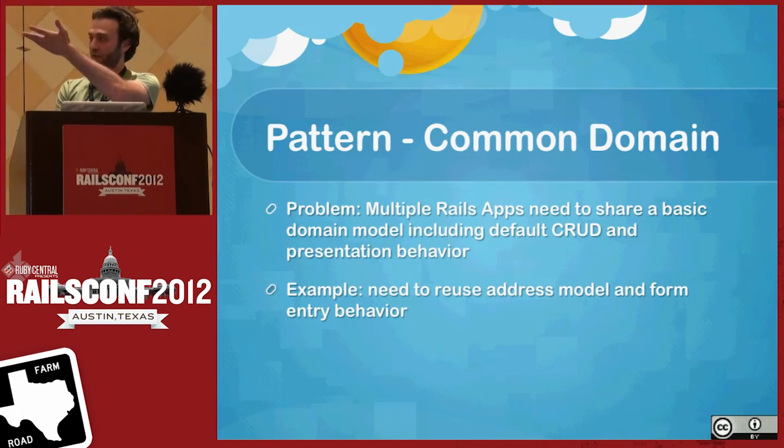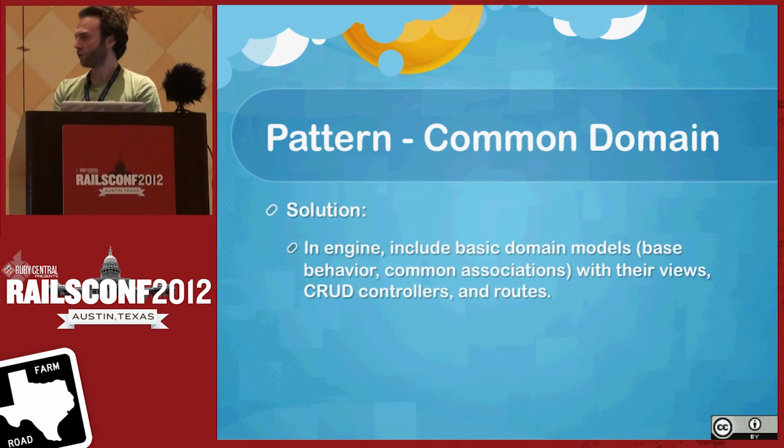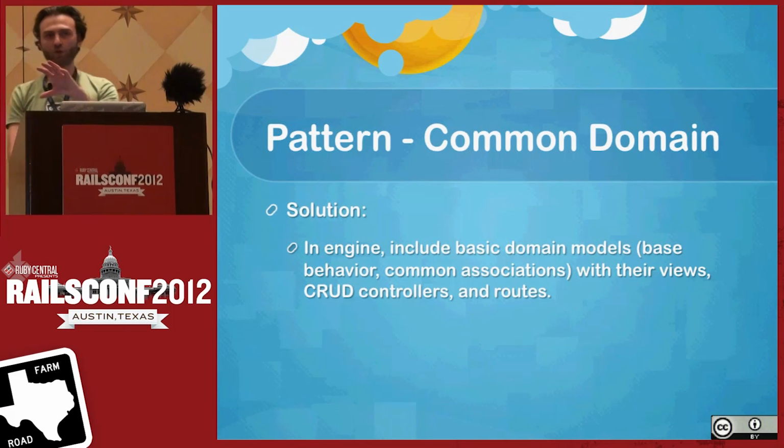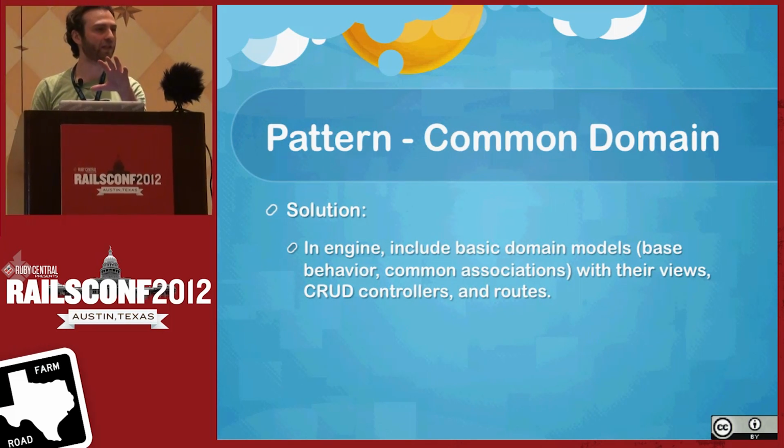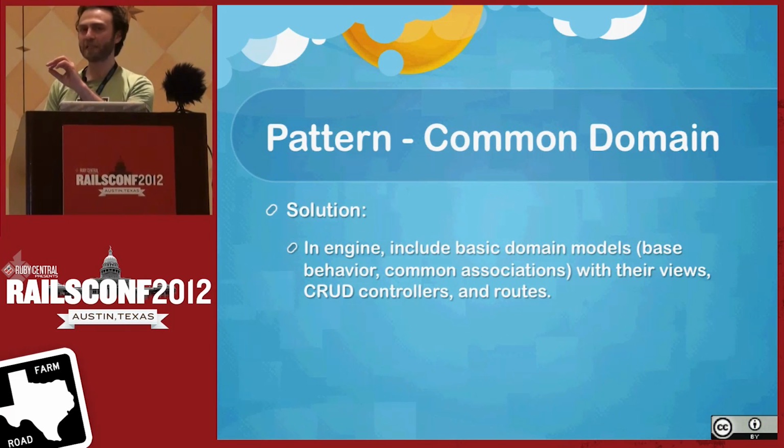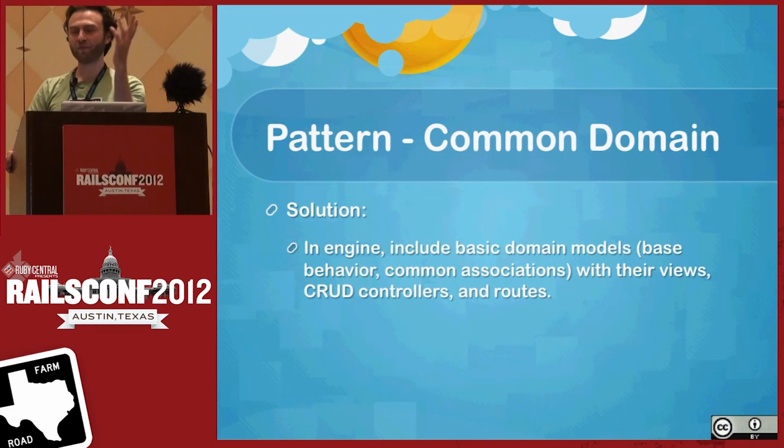Need to reuse, for example, address model and form entry behavior. So the solution: the engine includes the basic domain models, only base behavior. Don't put any app-specific implementation in the engine, as well as common associations. If one app will need one extra association from user to admin security information, for example, say the administration app needs that, only put it in the administration app. Don't declare that association on the common domain model, to keep the code as clean as possible in the engine.